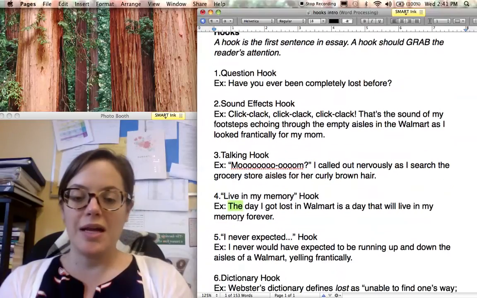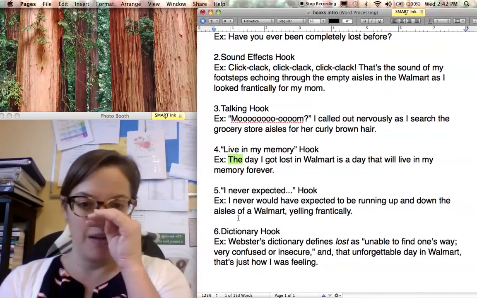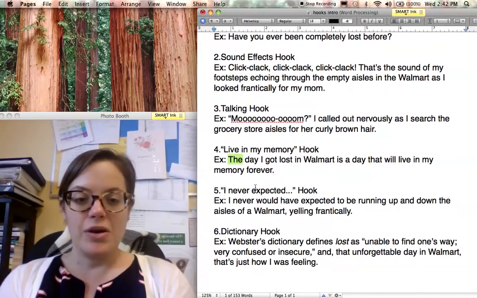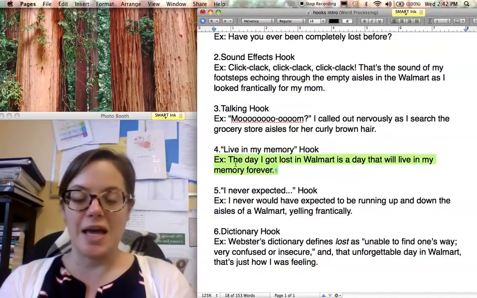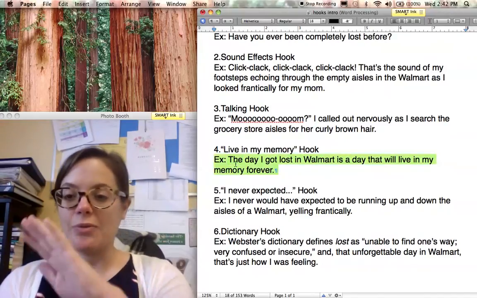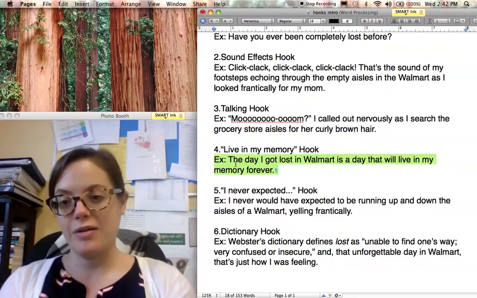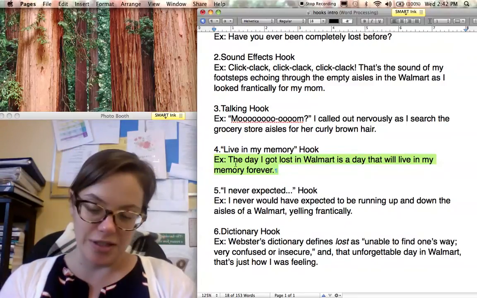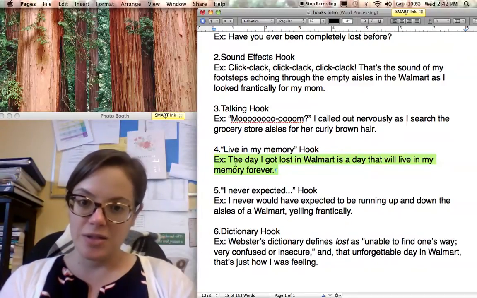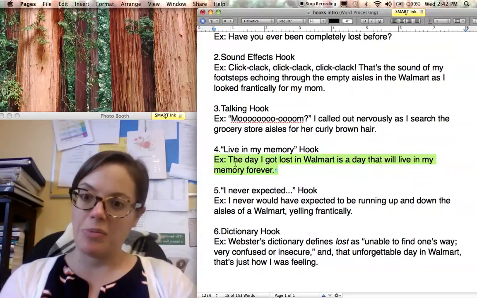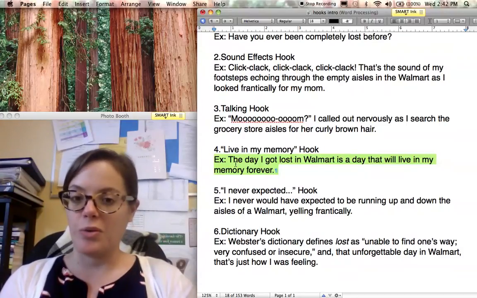Okay, the next one, live in my memory. So an example, the day I got lost in Walmart is a day that will live in my memory forever. So the idea here is to have a reader start thinking about, oh, why did it stay in your memory forever? And wondering and want to read more.